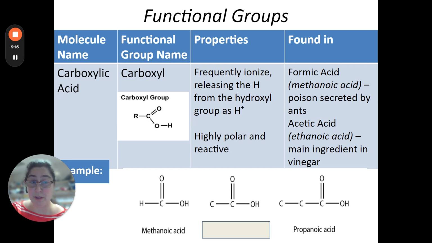Examples of this that you're familiar with might be acetic acid, also known as ethanoic acid, which is the acid found in vinegar. See if you can name the one down below in the middle. Yep, it's ethanoic acid from vinegar. Ethane from the 2 carbons, and oic acid for carboxylic acid.